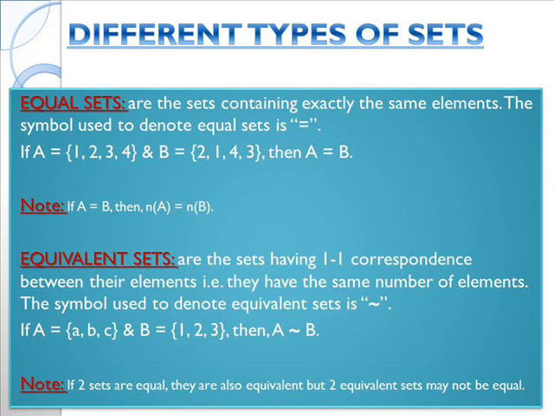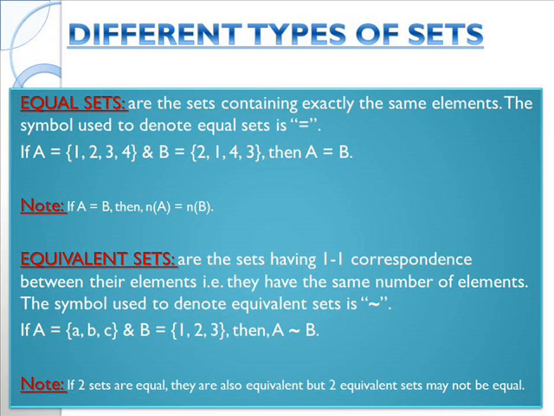Here it must be noted that if A is equal to B, then the number of elements in set A is equal to the number of elements in set B. Here you must remember that for two sets to be equal, not only the number of elements but also the elements should be same. Then we have equivalent sets.